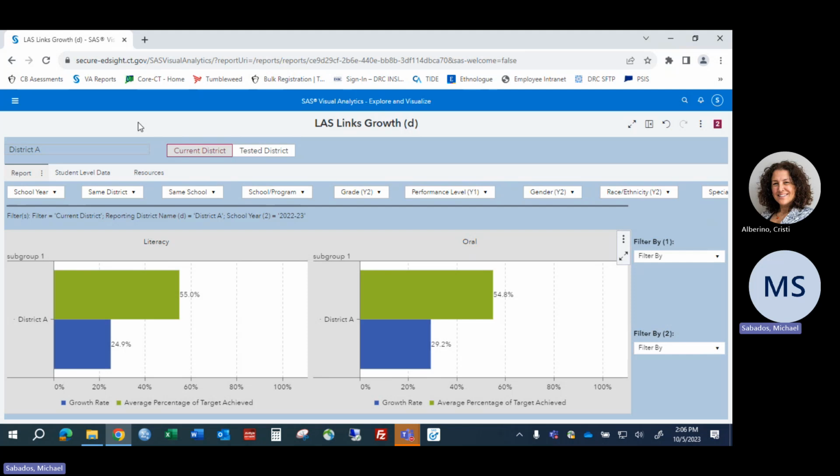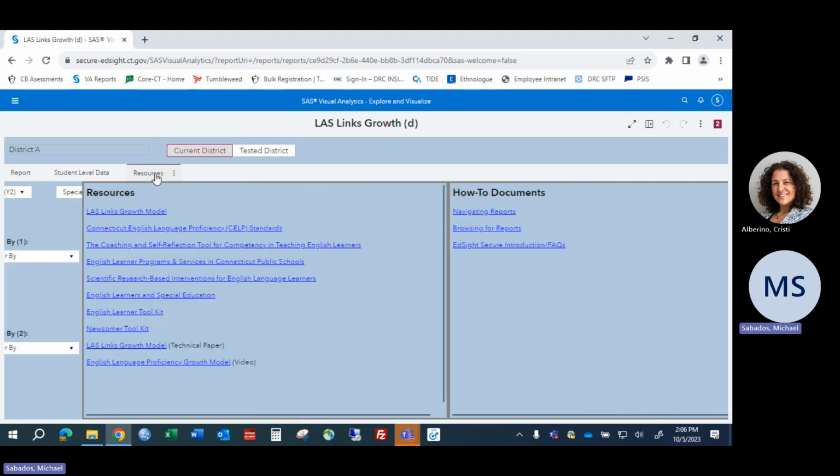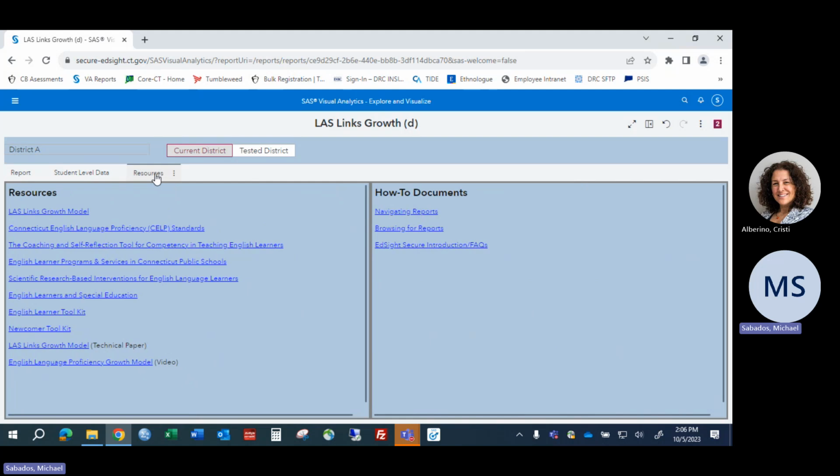Now, the LAS Links growth information is included in the CSDE's next generation accountability system. We'll see specifically what that looks like as we begin to talk about the report. But if you're interested in finding out more about the LAS Links growth, how it was developed, how it's applied, and how it relates to accountability, by clicking on the resource tab in the report, there's a link to the technical paper on the LAS Links Growth Model, and there's also a recorded video on it.